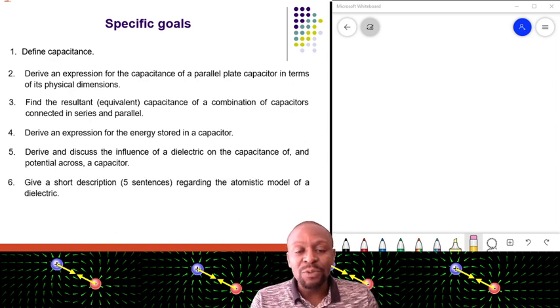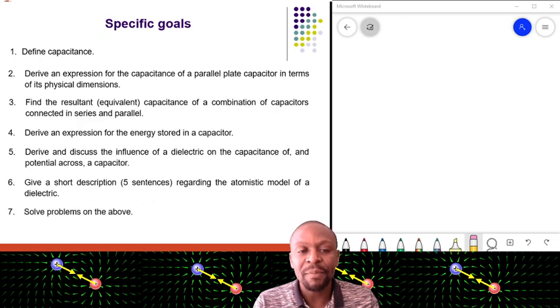You will also be in a position to give a short description regarding the atomistic model of a dielectric. You are, of course, also going to be expected to solve problems on the above aspects. Right.